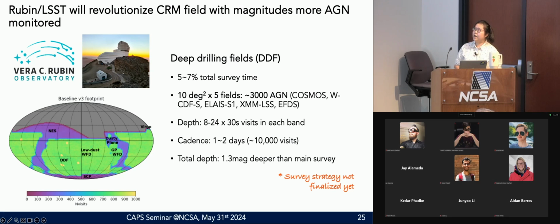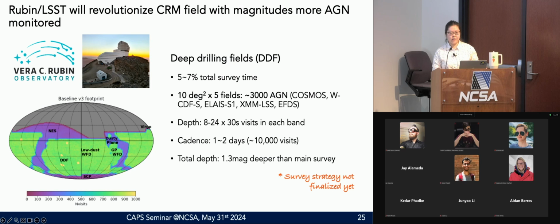The deep drilling fields will take up about 5 to 7% of the total survey time, and will focus on 5 deep drilling fields, each of about 10 square degrees. The cadence right now is planned to be about 1 to 2 days over the whole 10 years. So there will be about 10K visits on each of the deep drilling fields, and it's also a lot deeper than the main survey itself. One thing to note is that the survey strategy has not been finalized yet, so we don't really know what exactly data we would get.